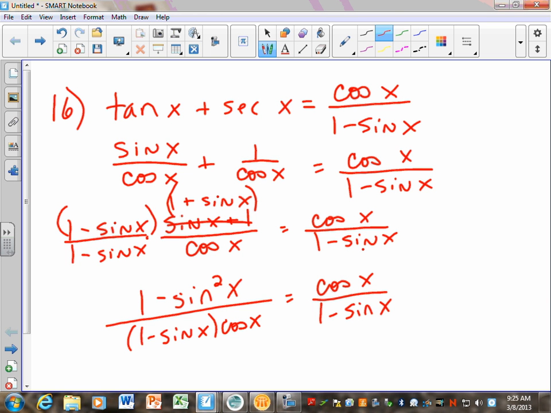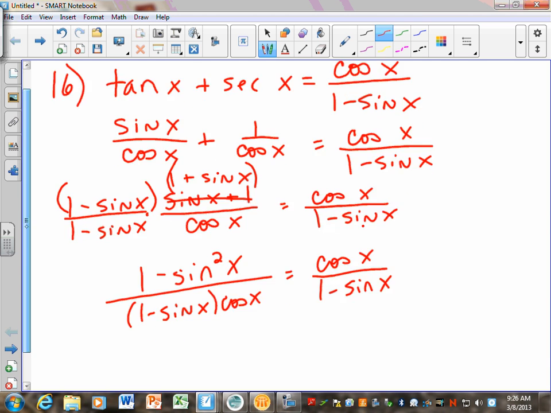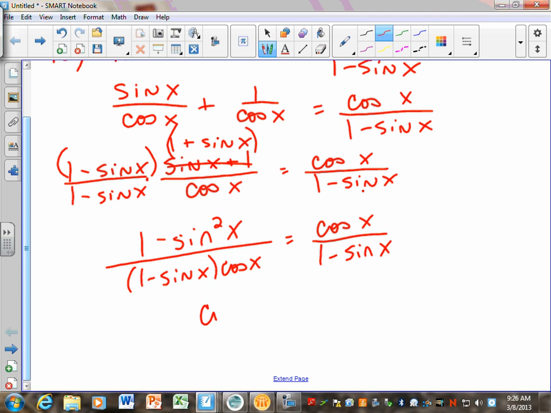But that's where this one was a tough one, because we hadn't done one like this yet. But now on the top, if you have 1 minus sine squared of x, what can you replace that with? Yeah, that is a Pythagorean identity, because now it's squared, cosine squared. So now I can write that as cosine squared x over 1 minus sine of x times cosine of x.